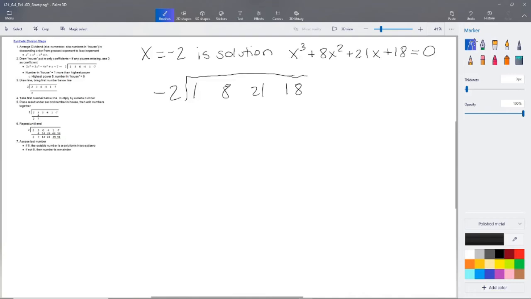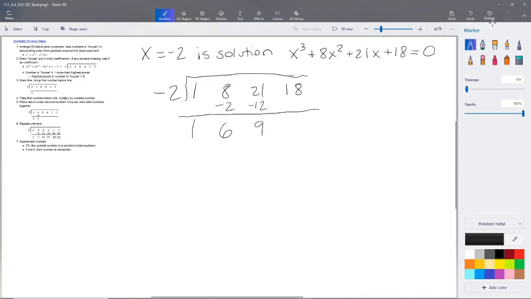All right, then our next step says to draw the line. I think this is the hardest step. Kidding, of course. The 1 comes down, and we multiply. 1 times negative 2 is negative 2. We put that underneath the 8. 8 and negative 2 makes positive 6. 6 times negative 2 is negative 12. 21 and negative 12 makes positive 9.